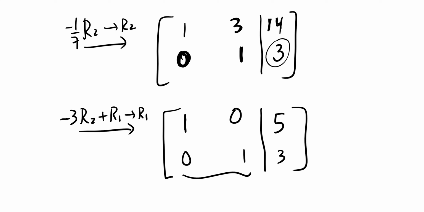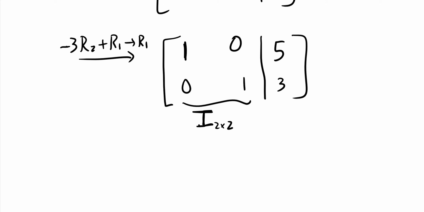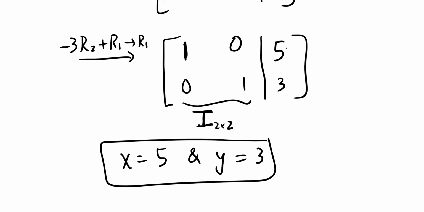Now look, this is the identity matrix. I use I for identity. It's a 2 by 2 identity matrix. So now this means this is 1x. So x is 5. And from the second row, y is 3. X is 5, y is 3. Let's look at another example.